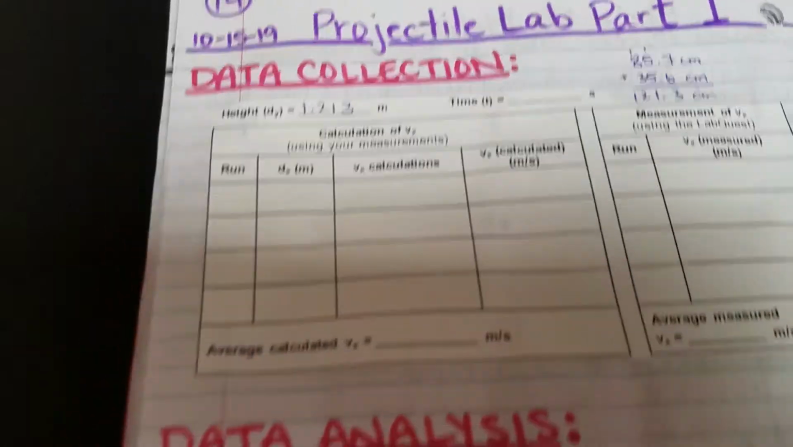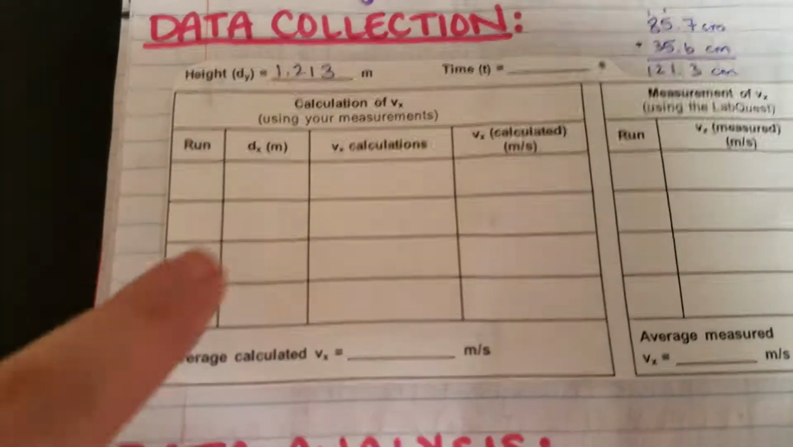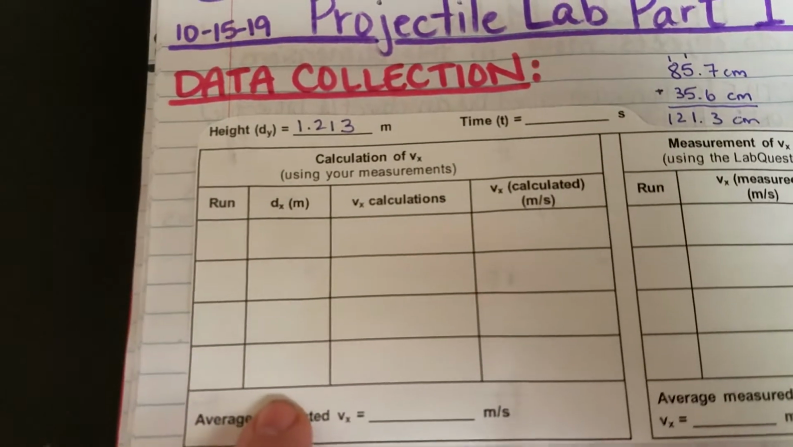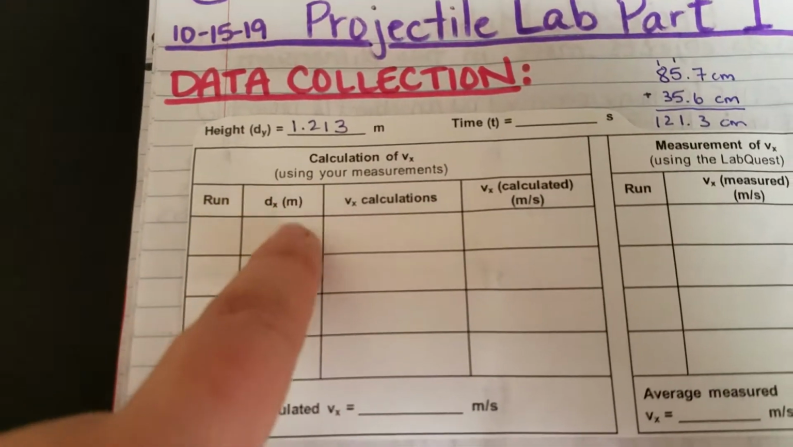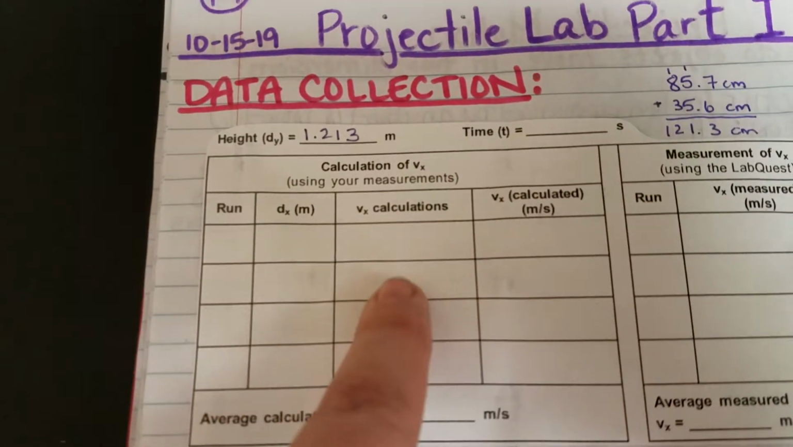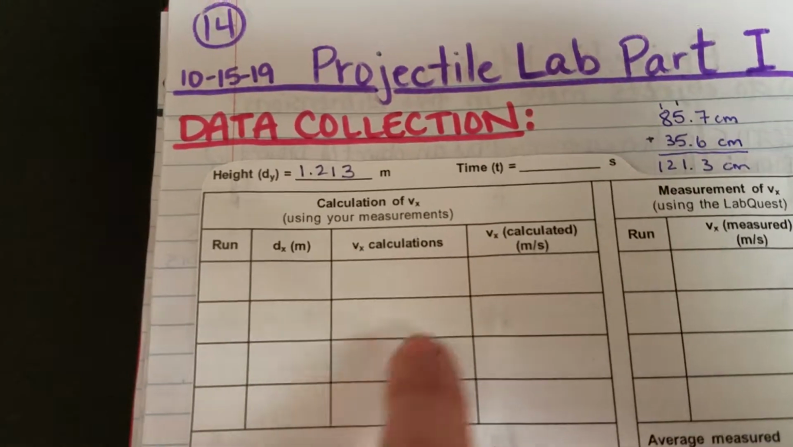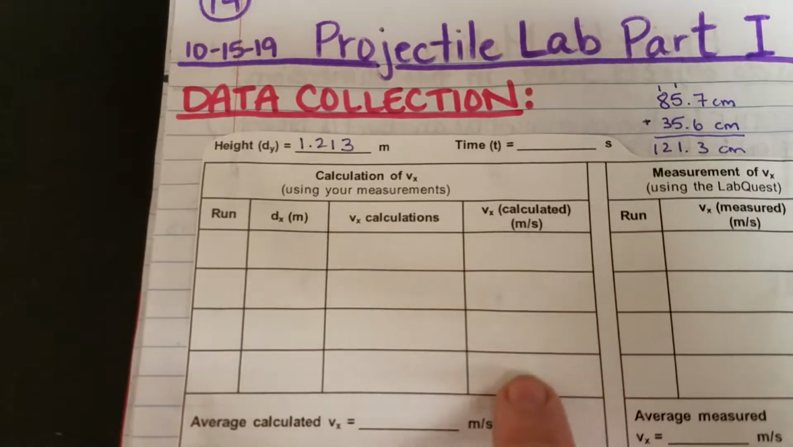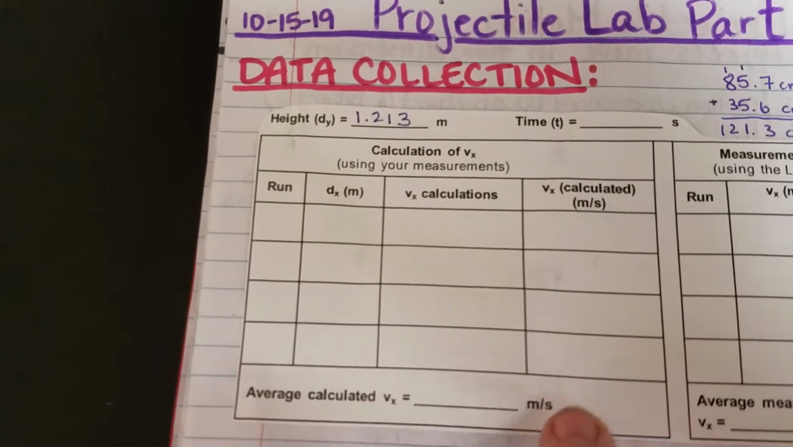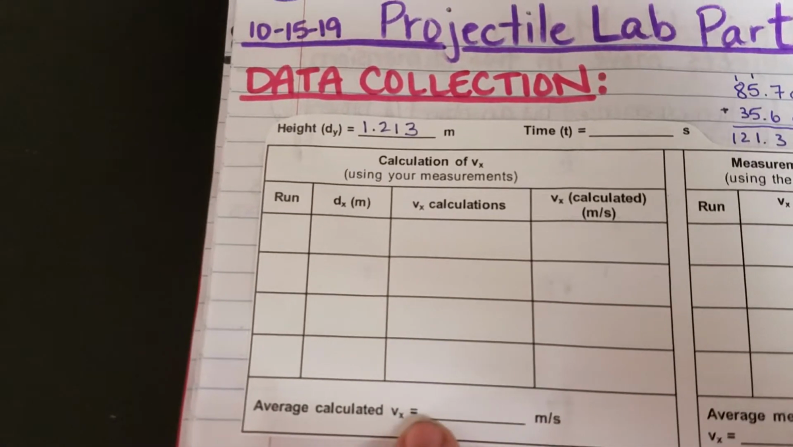Now, once you have finished with that, if you look at your data table, we've done 4 runs. You have 4 dx measurements. You're going to take those dx measurements, plug them in along with the time that you've calculated, show your work right here in this column, and calculate the velocity for each of those 4 runs. Once you have 4 velocities calculated, you're going to find your average.